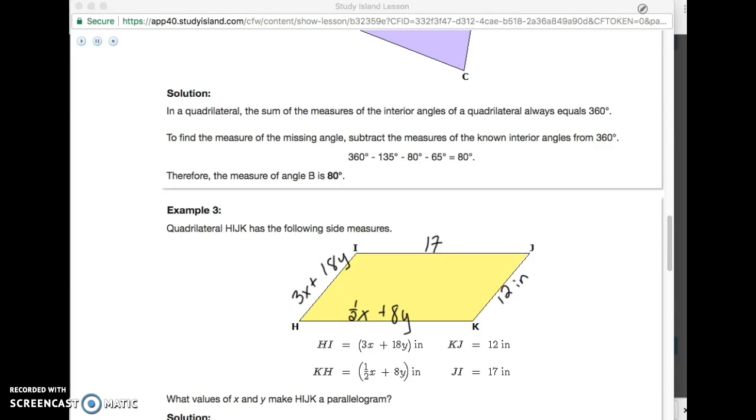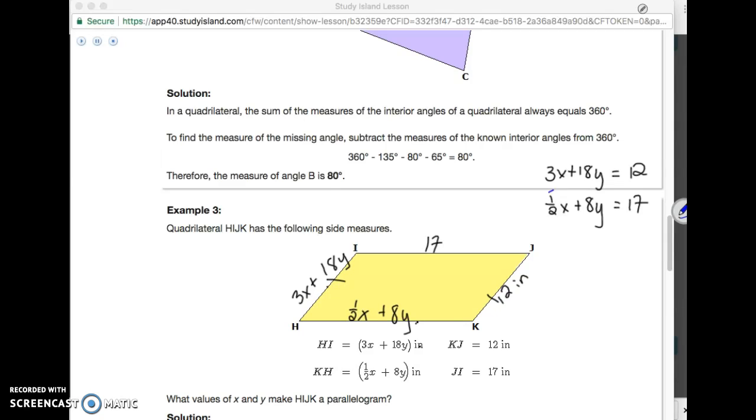In example 3, they tell us that quadrilateral HIJK has the following measures, and I just transferred them up onto the parallelogram. The question is, what do x and y have to be for this to be a parallelogram? Well, what has to be true is that the opposite sides have to be equal. So we would have 3x plus 18y equals 12, as well as 1/2 x plus 8y equals 17. So we have a system of two equations, and they both have two variables. So we have some options on how to solve this. I'm going to solve using elimination.